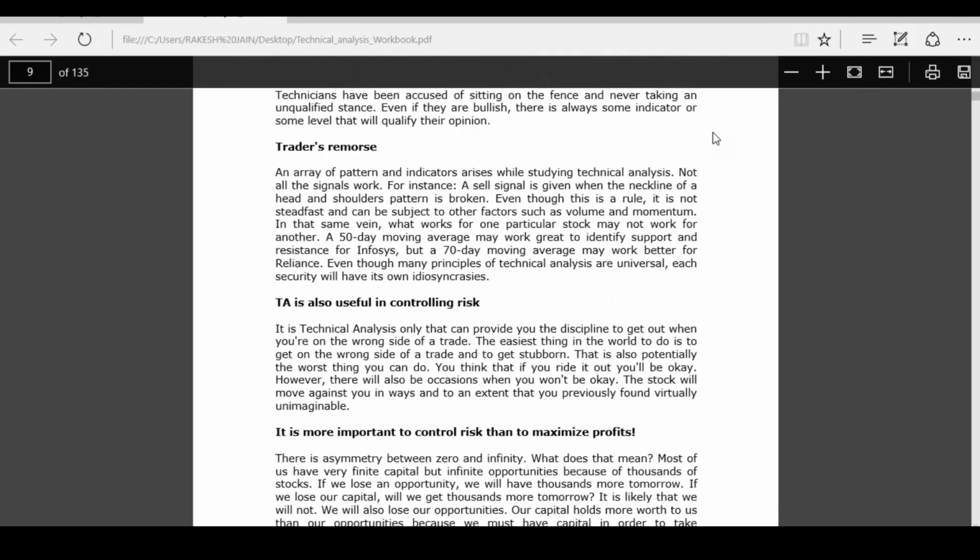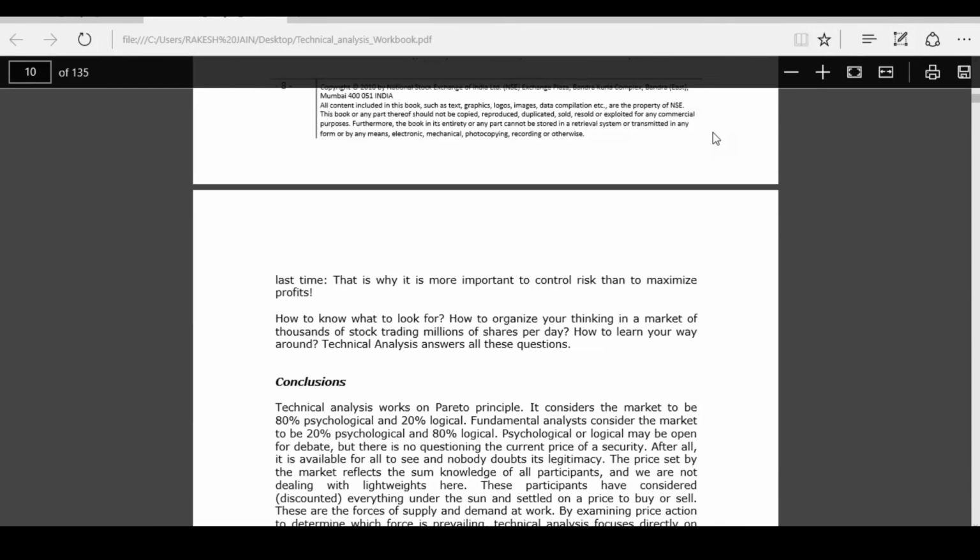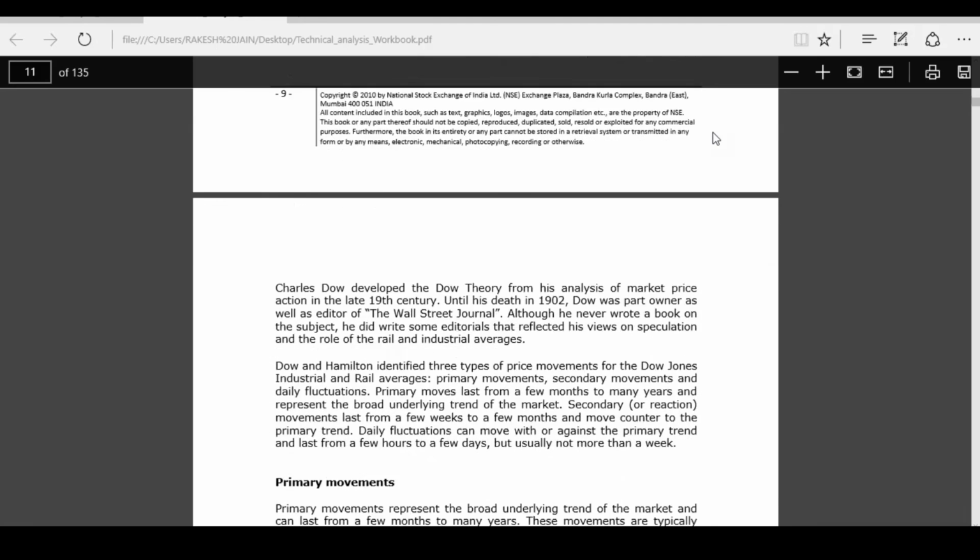What is support and resistance? Let's understand this concept as we go on.